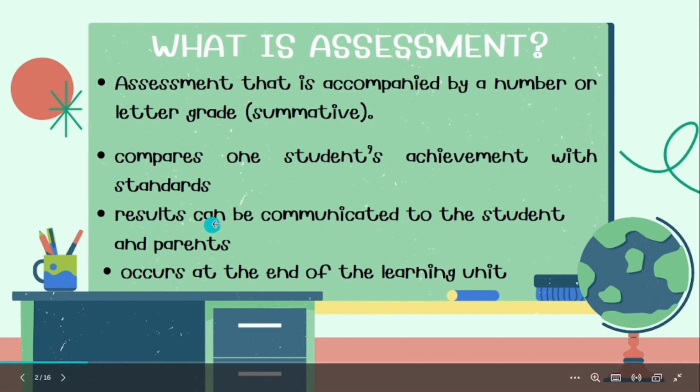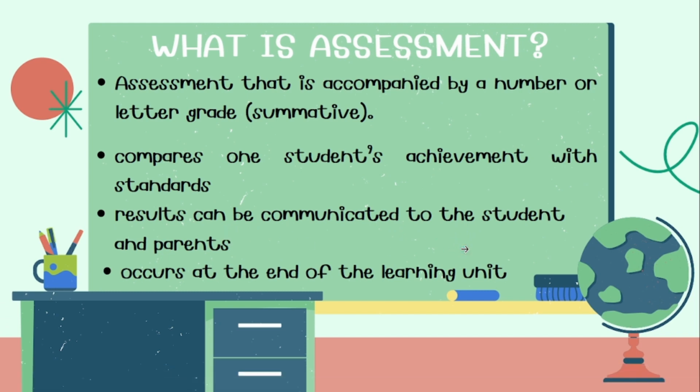And for the third one, results can be communicated to the students and parents. Yes, communication is the key, right? Communication of results: summative assessment results can be effectively communicated to both the students and their parents or guardians. Grades or scores obtained through summative assessment provide a summary of the student's overall performance in the learning unit. This information helps students and their families understand the level of mastery achieved, identify areas of strengths and weaknesses, and make informed decisions regarding further learning or support.